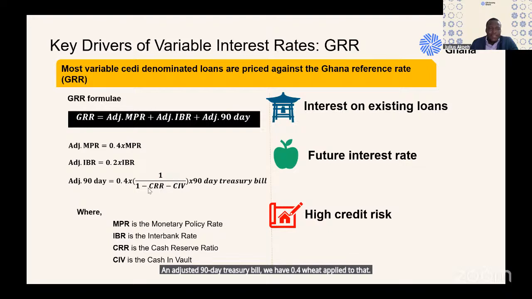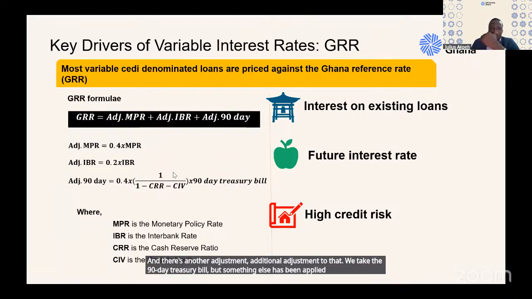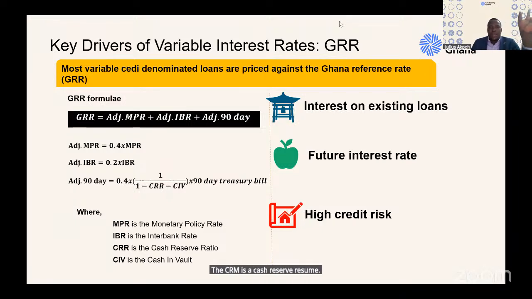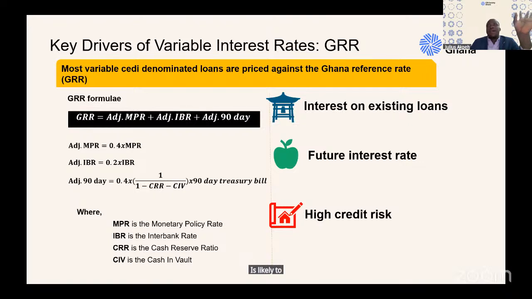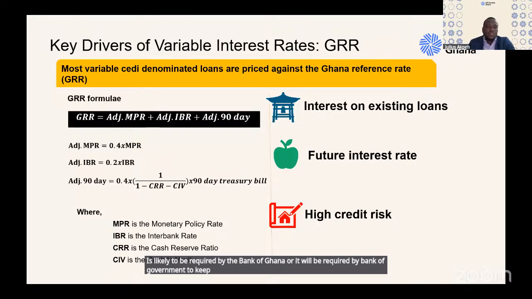There's another additional adjustment to that. We take the 90-day treasury bill, but something else is applied to it, which is 1 divided by 1 minus the CRR. The CRR is the cash reserve ratio. We looked at the cash reserve ratio, and it is a function of the bank's loan to deposit ratio. A bank with a loan to deposit ratio less than 40% is required by the Bank of Ghana to keep 25% of its deposit with the central bank, right? So the CRR then will be 25%.